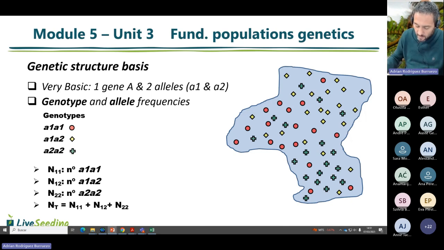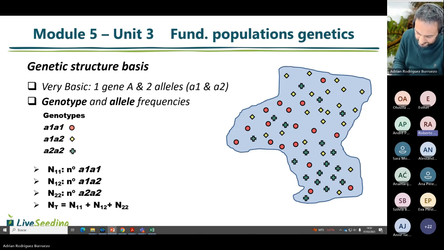Somebody can tell me how many individuals in each genotypic class we have, and the total number of individuals? Hello, everyone. Hello. I guess the number N11 is 17. Good. N12, the heterozygous, 22.